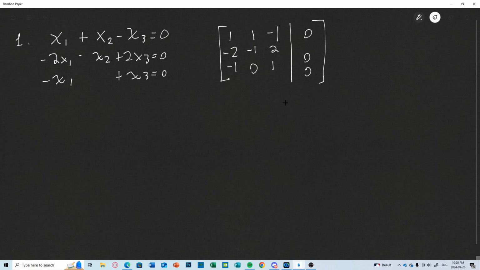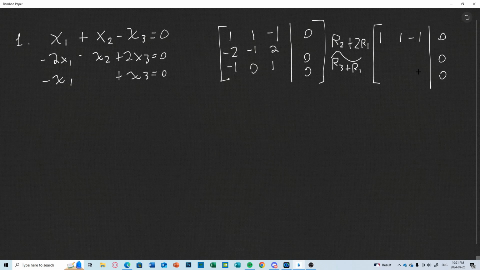So our first thing that we want to do with these kinds of questions is put this in reduced row echelon form. Our first step is we're going to add R1 to R2, and we're going to add R1 to R3. Which will give us 1, 1, negative 1, with all zeros, and 0, 1, 0, and 0, 1, 0.